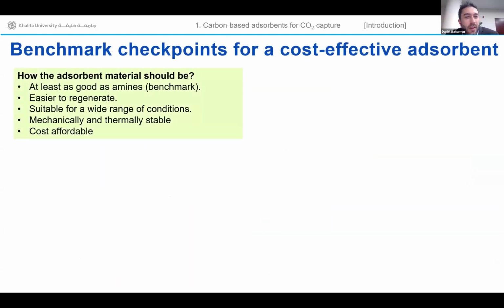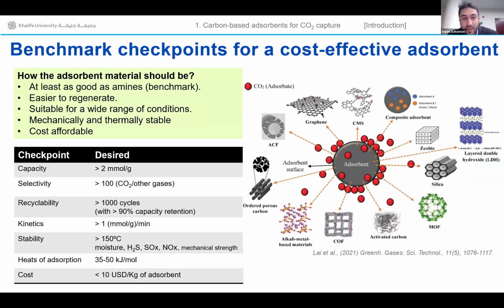Now, if we talk about the wish list for this type of materials, they should be at least as good as the amines, of course, but they should also be easier to regenerate, suitable for a wide range of conditions, stable, and more importantly, cost affordable in order to get into the market in a few years.